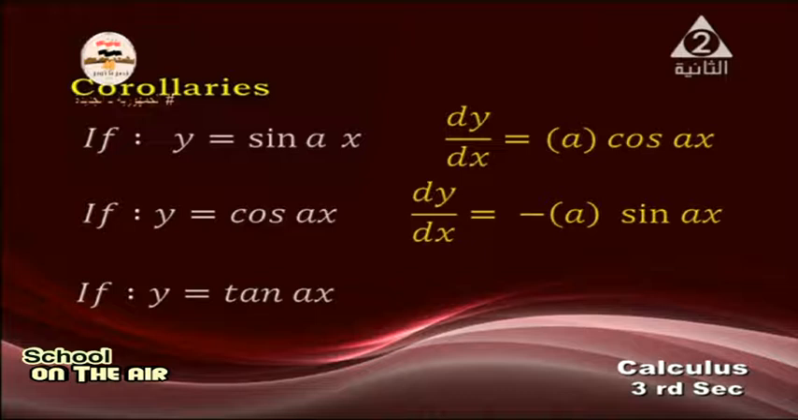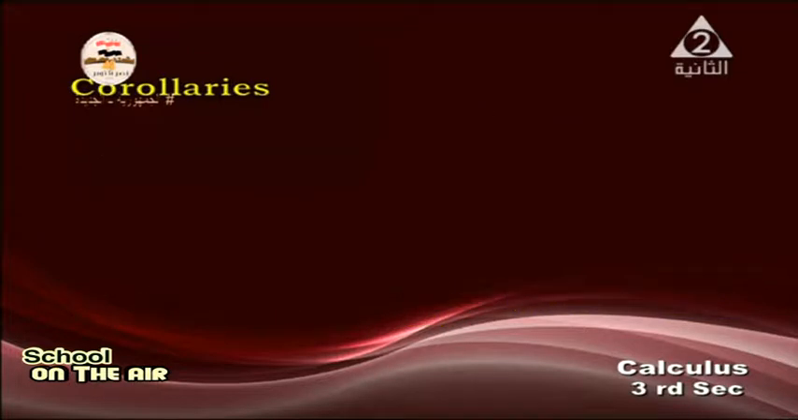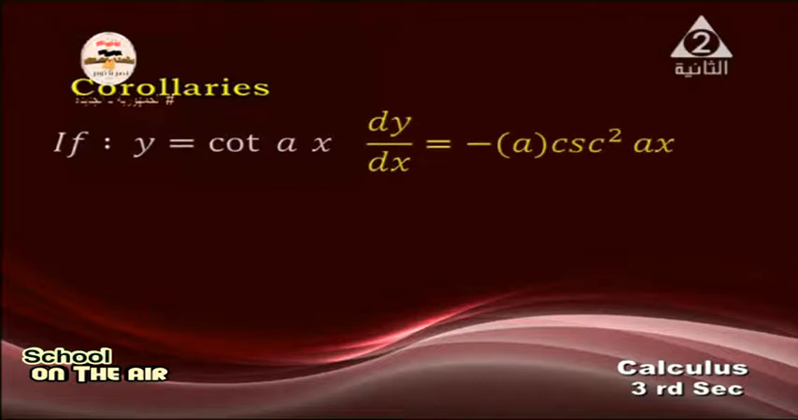If y equals tan ax, then the derivative of tan ax equals a, which is the derivative of the angle ax, multiplied by sec squared ax, which is the derivative of tan ax. If y equals cotan ax, then dy/dx equals the derivative of cotan ax, which is negative cosec squared ax. And the derivative of the angle ax equals a, then the derivative of cotan ax equals negative a cosec squared ax.